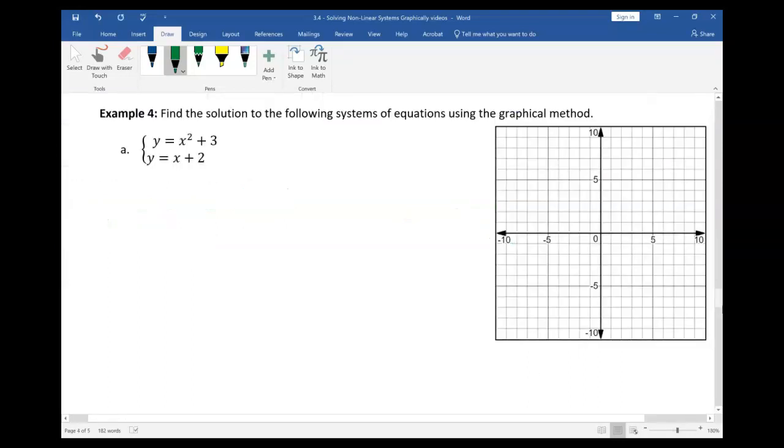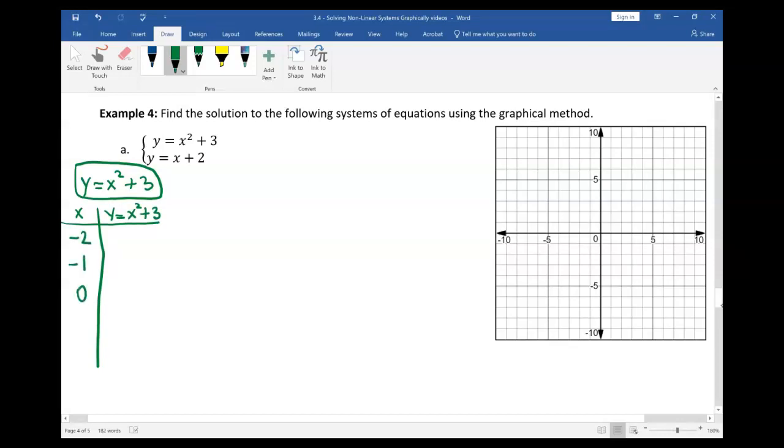Example 4. Find the solution of the following system of equations. In order to solve the system, we have to graph both equations. So I'm going to start with the first equation, y equals x squared plus 3. Let's build a table of values. So we have x, and then y equals x squared plus 3. Let's give value to x. I'm going to choose negative 2, negative 1, 0, 1, and 2.